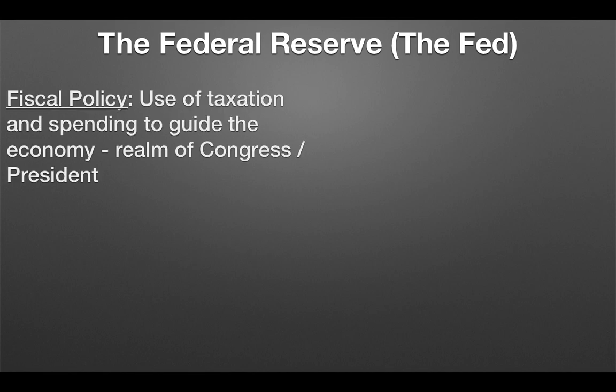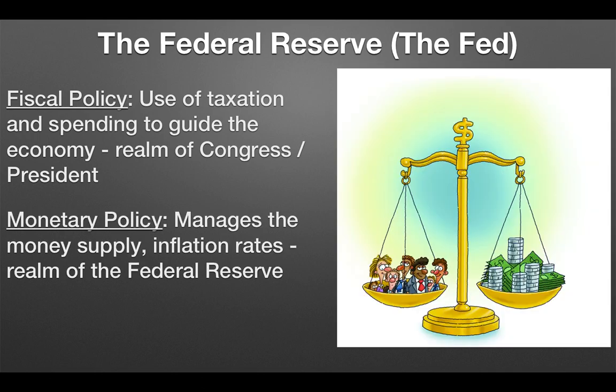The Federal Reserve. Fiscal policy is the use of taxation and spending to guide the economy. It's the realm of Congress and the president. And so when people vote for a president, they usually are voting for somebody who has a sound fiscal policy or a fiscal policy that mirrors what the voter desires. So fiscal policy is that use of tax and spend. How are they going to gather money for the government, and how are they going to spend money? The government does.